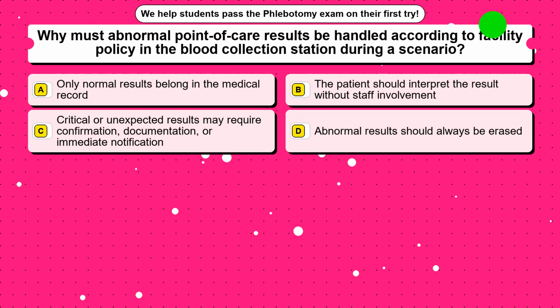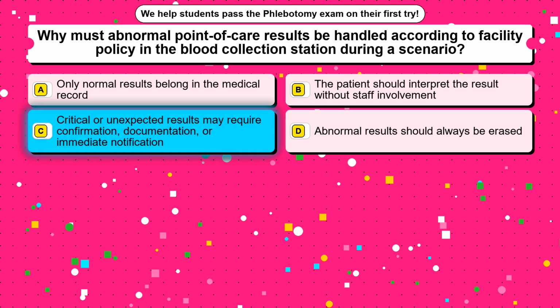Question 75. Why must abnormal point-of-care results be handled according to facility policy in the blood collection station during a scenario? Option A. Only normal results belong in the medical record. Option B. The patient should interpret the result without staff involvement. Option C. Critical or unexpected results may require confirmation, documentation, or immediate notification. Option D. Abnormal results should always be erased.